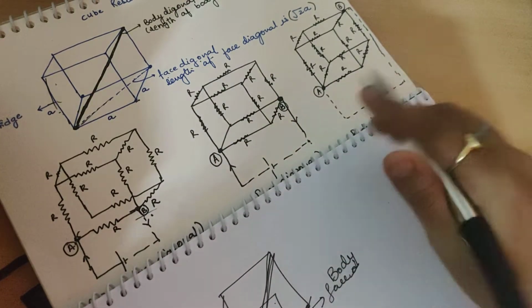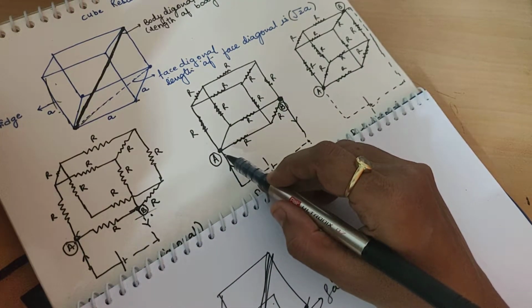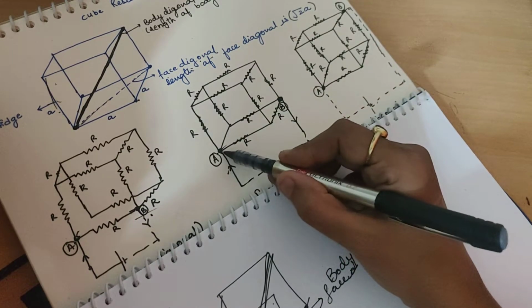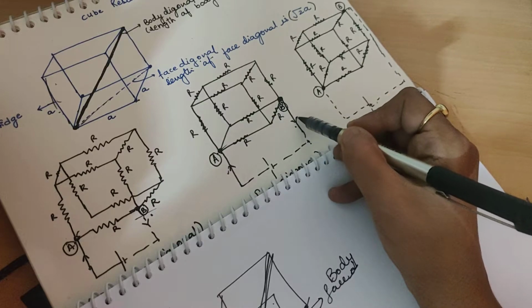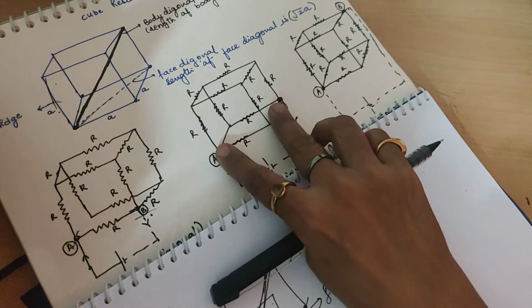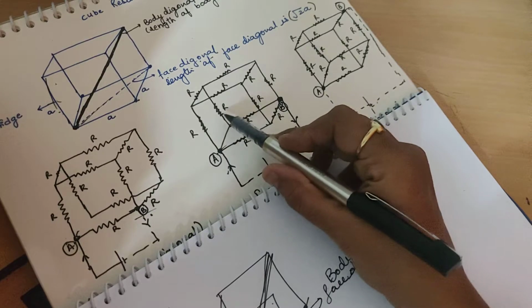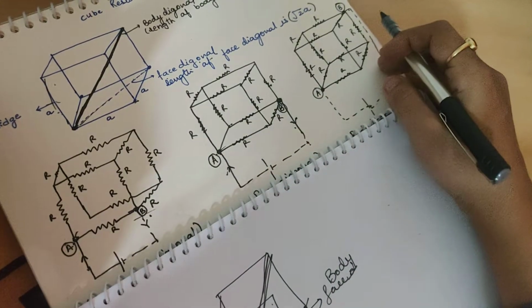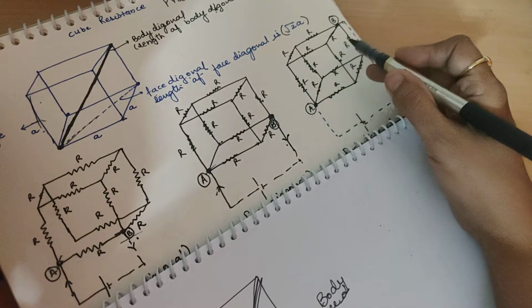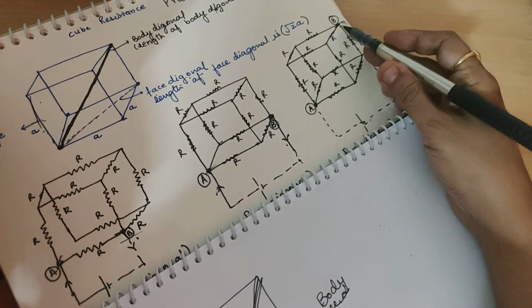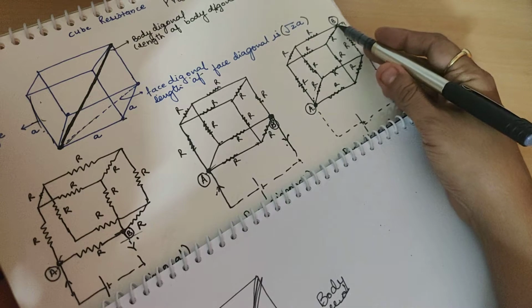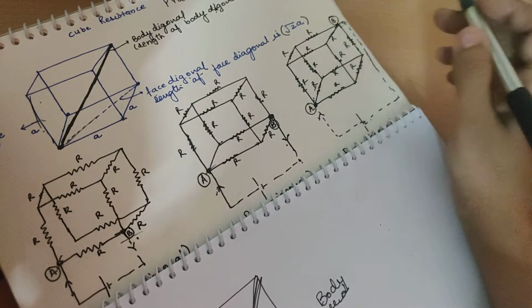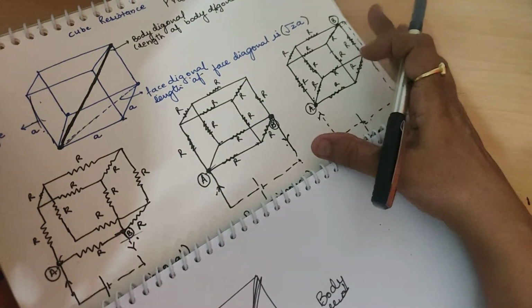Now when we talk about the face diagonal, if these 2 points are connected, the current goes from here and comes out from here. So we say that the face diagonals are connected. You can use this for any face. Now we talk about the body diagonal. If it is told to you to find the effective resistance between A and B, it means that current enters from A and comes out from B. So it is said to be the body diagonal.